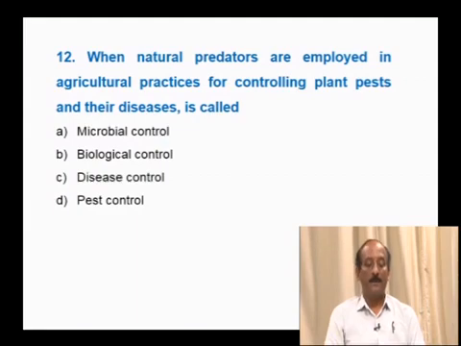Question number 12. When natural predators are employed in agricultural practices for controlling plant pests and their diseases, it is called microbial control, biological control, disease control, pest control. That means the diseases are controlled by using other living beings or other predators. The controlling of diseases by using the living agents is called biological control. Hence, option B is the correct answer for this question.